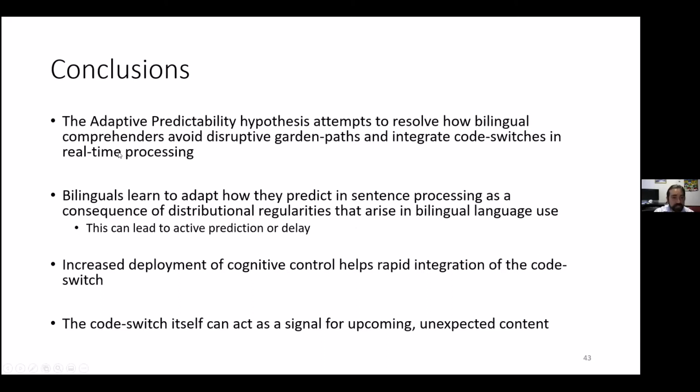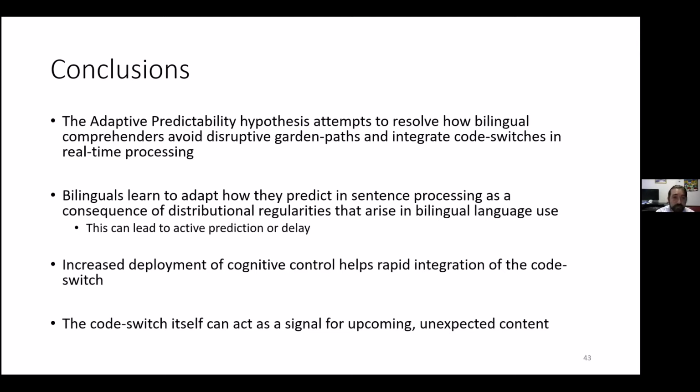So I'm going to wrap up here. The adaptive predictability hypothesis then attempts to resolve how bilingual comprehenders avoid disruptive garden paths and integrate code switches in real-time processing. Bilinguals learn to adapt how they predict in sentence processing as a consequence of the exposure that they have and the context that they find themselves in in typical bilingual language usage. So this can lead to shifts in predictive processing in order to best serve their interests so that they can avoid costly garden paths.